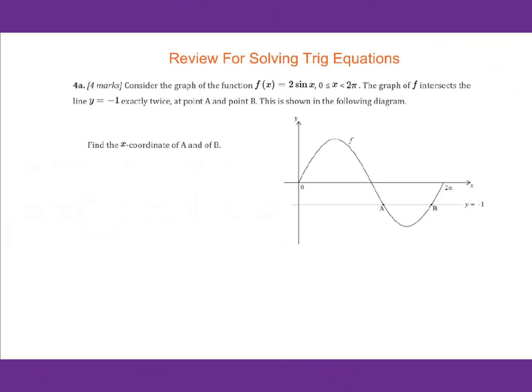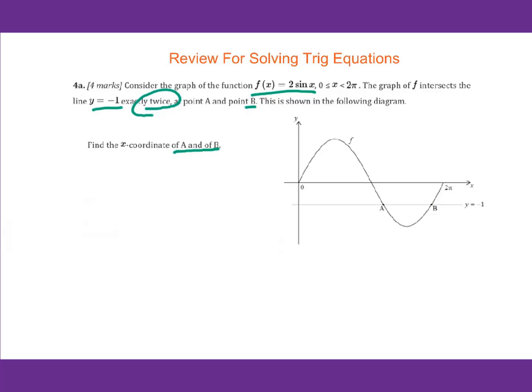This video is about a review for solving trig equations. For 4a, consider the graph of the function f of x equals this. The graph of f intersects the line y equals -1 exactly twice at point A and at point B. This is shown in the following diagram. Find the x-coordinate of A and of B.